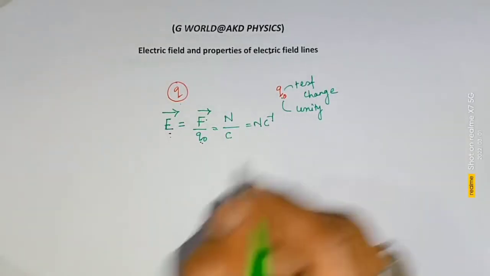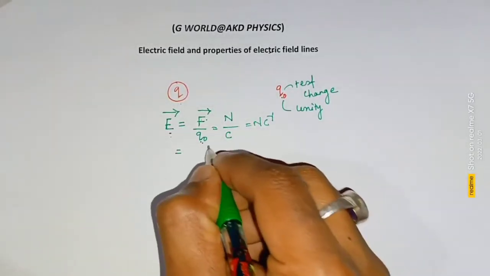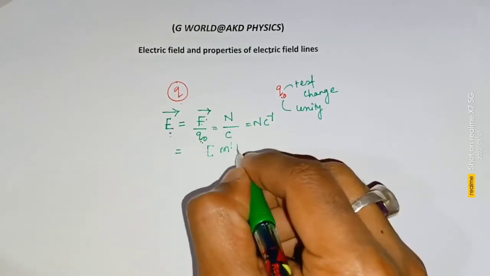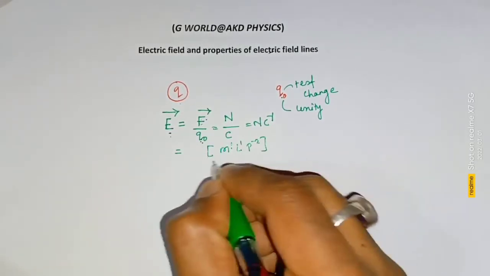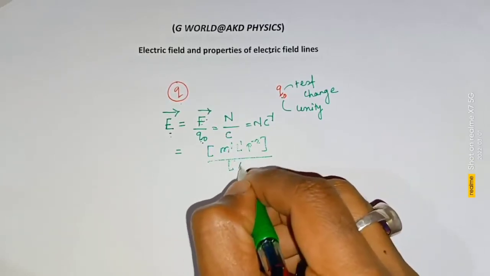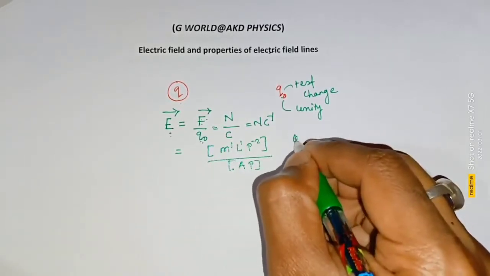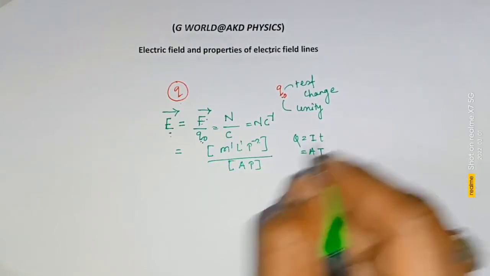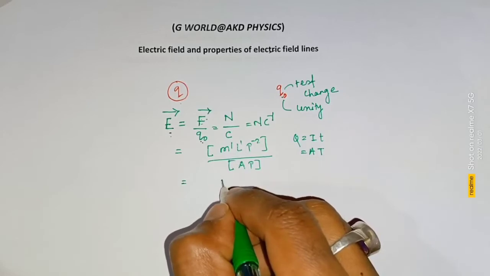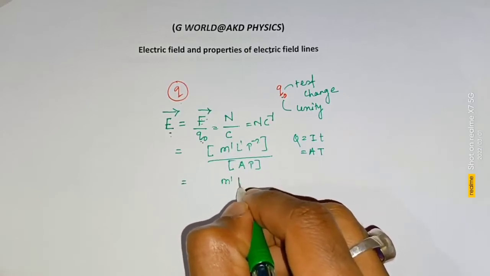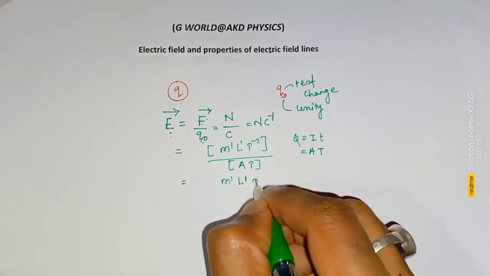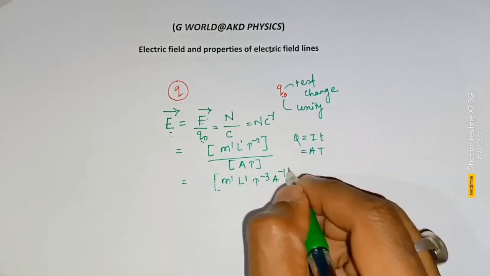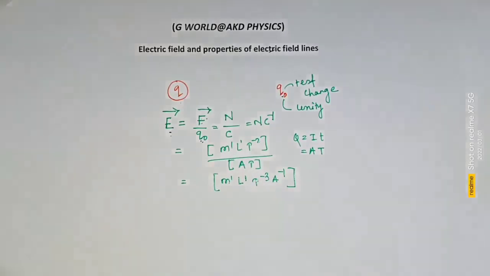This is the unit, and the dimension everybody knows. Newton is force, that is M L T minus 2, mass into acceleration, and Coulomb can be written as A T because Q equals I T, current is ampere and T is time. So this is M L T minus 3 A minus 1. This is exactly the dimension formula of electric field intensity.